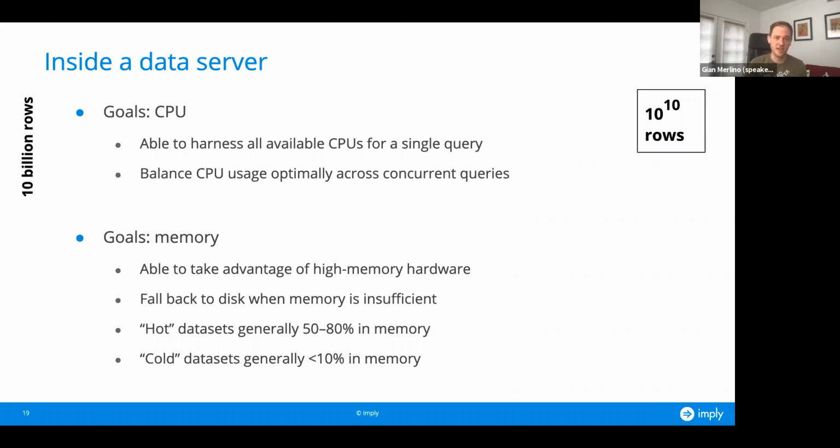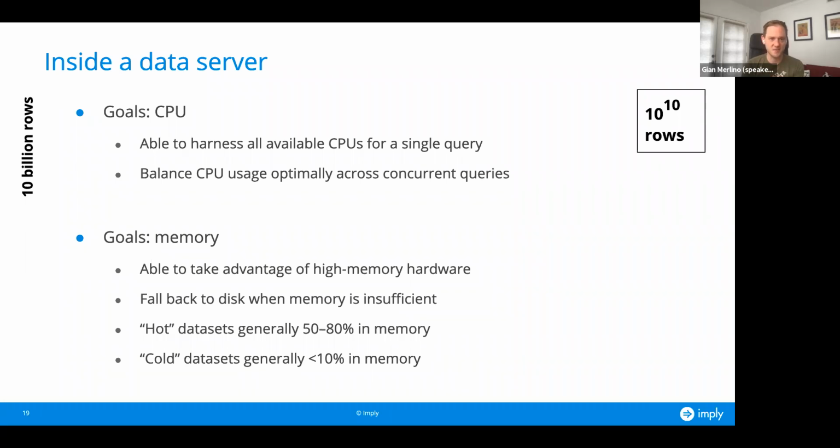We have another goal that kind of works against that goal. They're at odds with each other, which is we also want to balance CPU use optimally across concurrent queries. So if we have many queries running, then we want them to share CPUs. We don't want a single one to hog everything. And I'll talk a little bit about how that's achieved on the next slide.